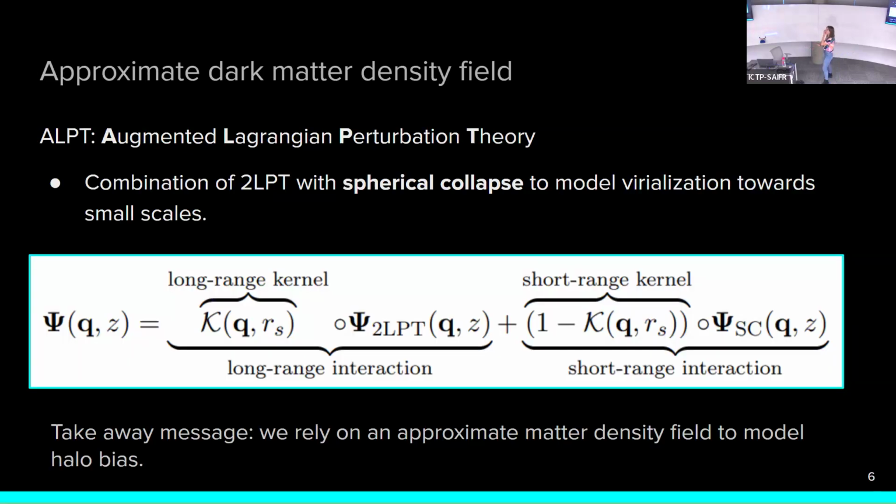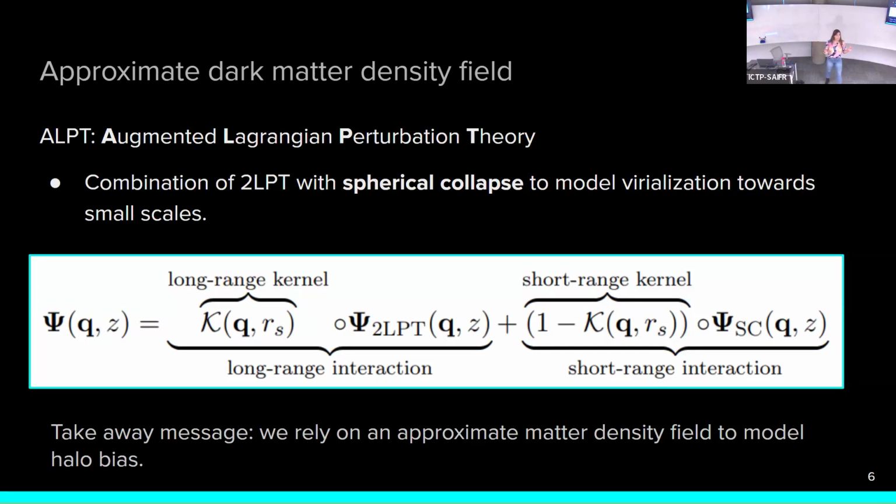Before that, let me just explain. When you have an n-body simulation, you get a distribution of dark matter particles at a certain redshift, and you run what is called a halo finder to find the halos. So with an n-body simulation, you will have the positions of the dark matter particles and also the positions of the halos.